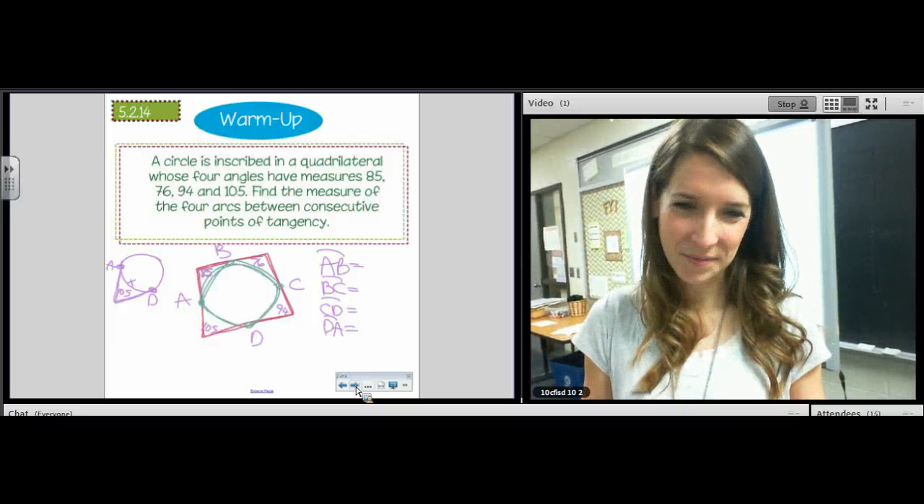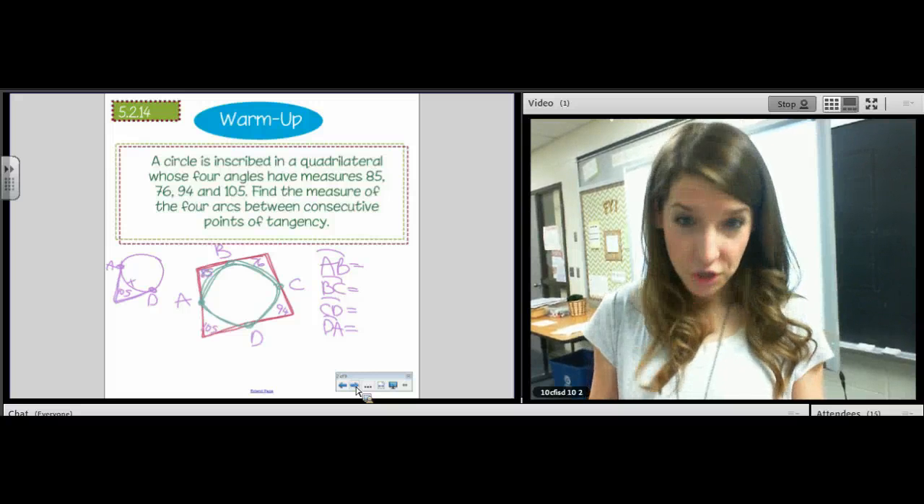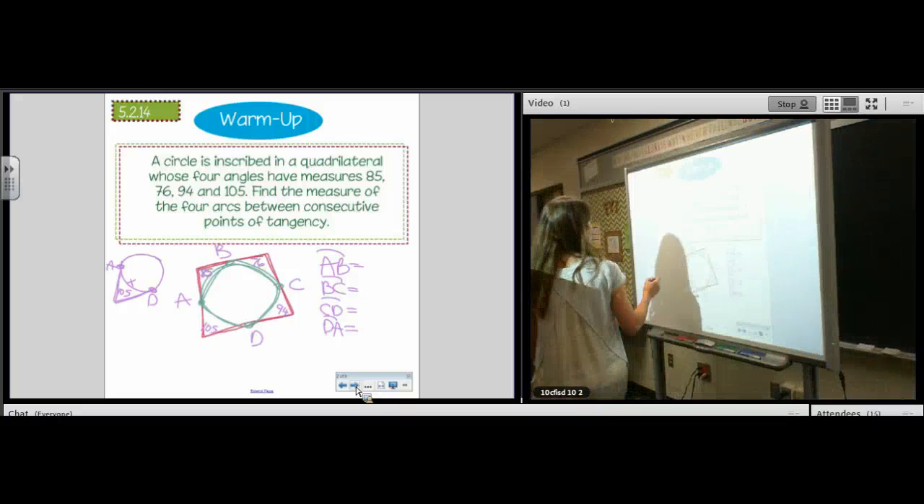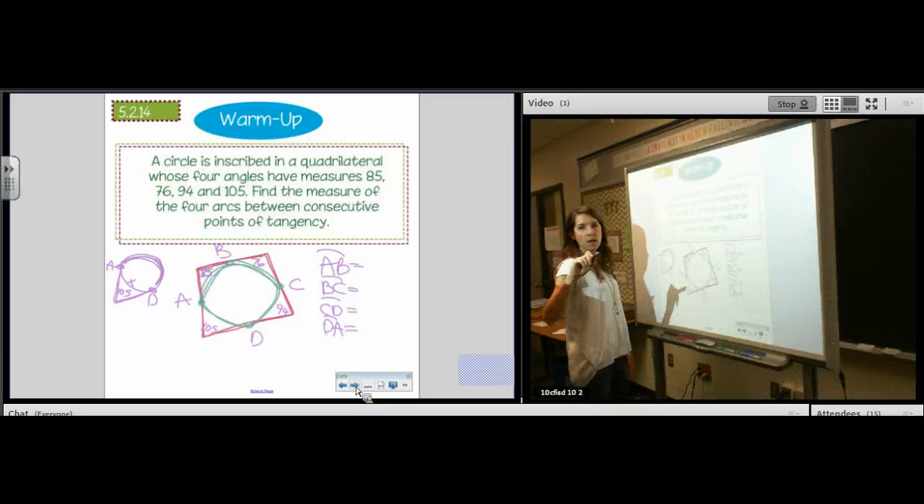Okay, Carson. What do y'all think? Could you find x? What would you call this arc right here? I would not call it y. I would call it something in terms of x.